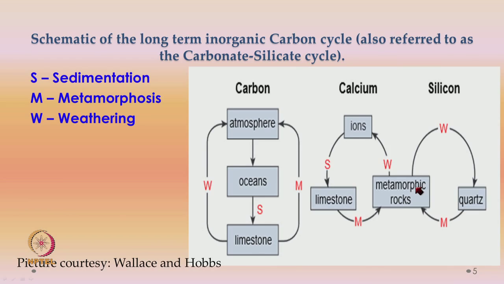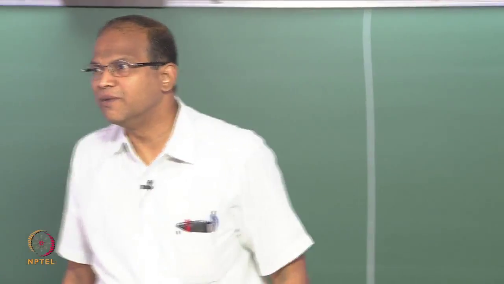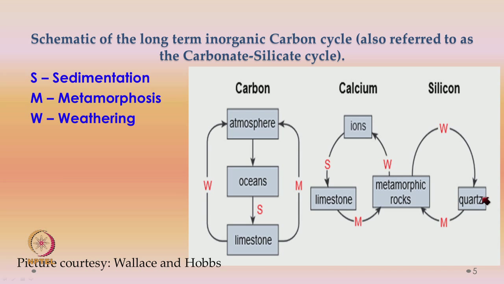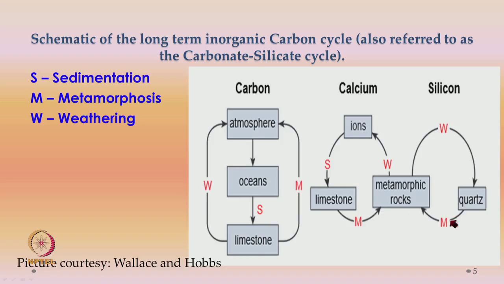So, with these metamorphic rocks, there is one more activity where calcium carbonate plus silicon dioxide results in calcium silicate plus CO2. We combined all these reactions and wrote up some equations in the last class, chemical reactions, right. So, silicon also enters the picture. From quartz, what is quartz? Chemical form. Quartz is silicon dioxide. So, the silicon dioxide can undergo metamorphosis in metamorphic rocks, and then some weathering can also take place, then it can again form quartz. So, this is basically called the long term inorganic carbon cycle. Okay, the long term inorganic carbon cycle, also referred to as the carbonate silicate cycle.